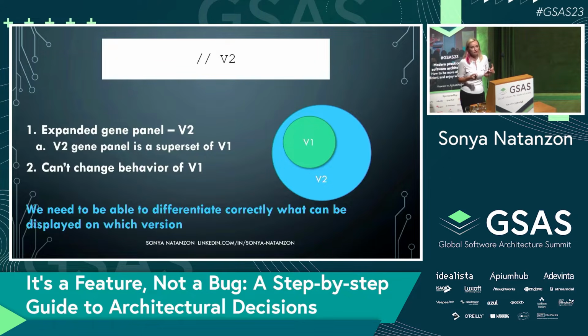Second, we have a big overlap between the V1 and V2 gene panels. V2 is really a superset. So what we really need to do is we need to be able to differentiate which results can go on which report. Enter our second Boolean called reportable, which gives us the results that are specific to a V2 test. Well, how do we use that?